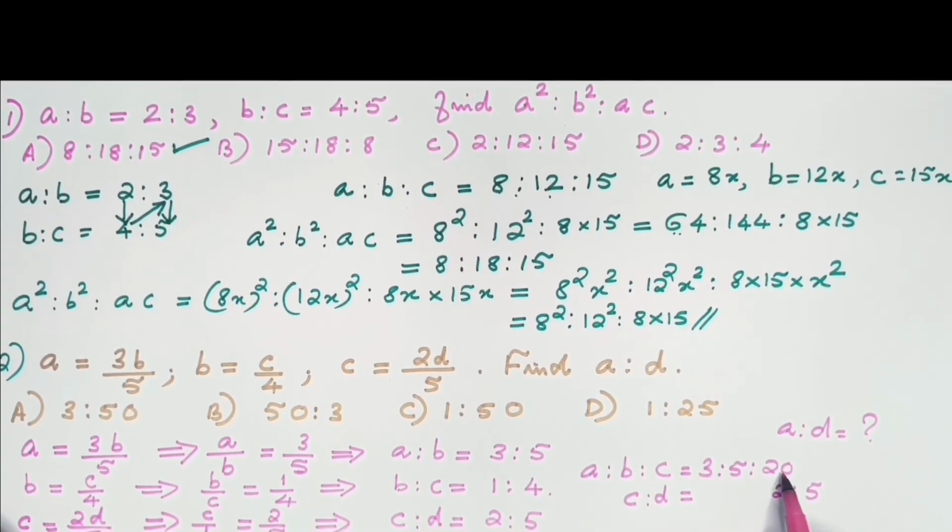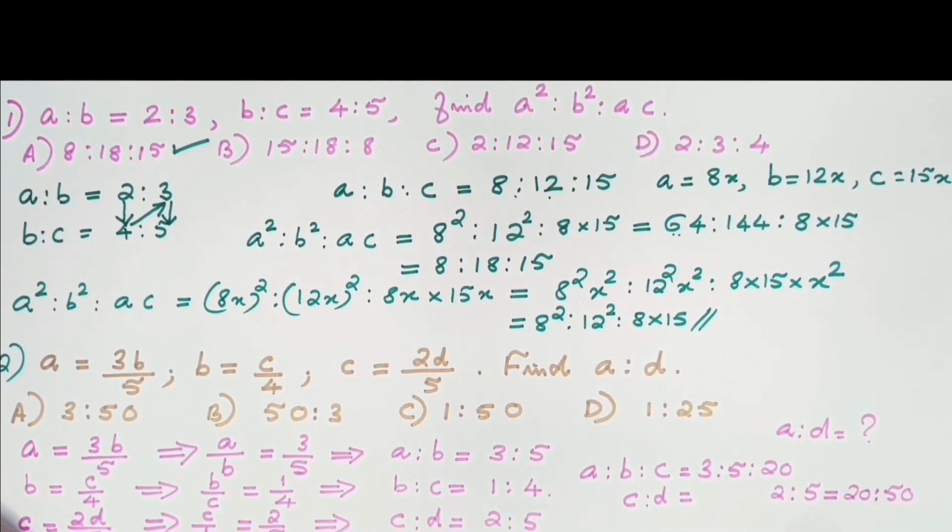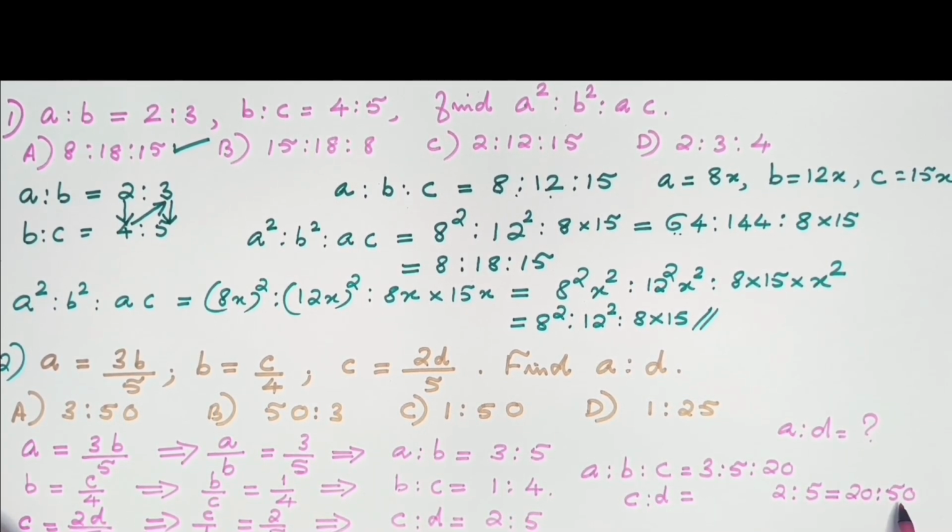In the first ratio, C is 20. In the second one, 2. We will equalize them. Generally, we will equalize to their LCM. For these two numbers, 20 and 2, LCM is 20. So you bring 20 in the second ratio without changing its value. You multiply this ratio by 10, both the terms. So you get 20 is to 50. Now C is to D equal to 20 is to 50.